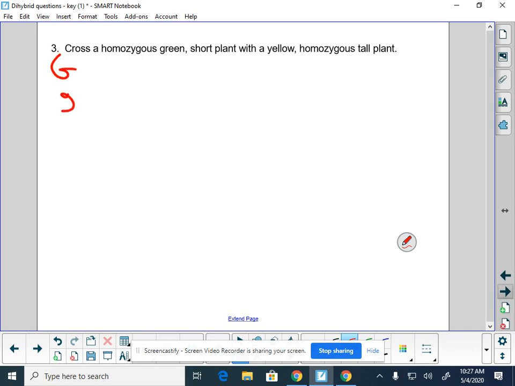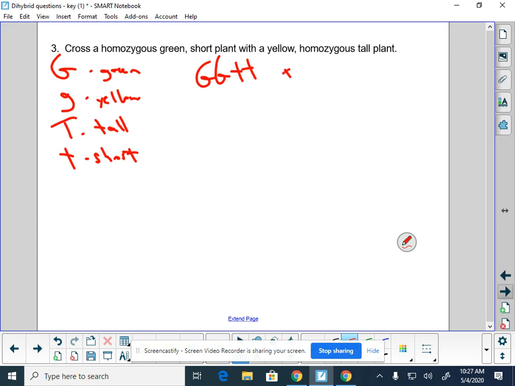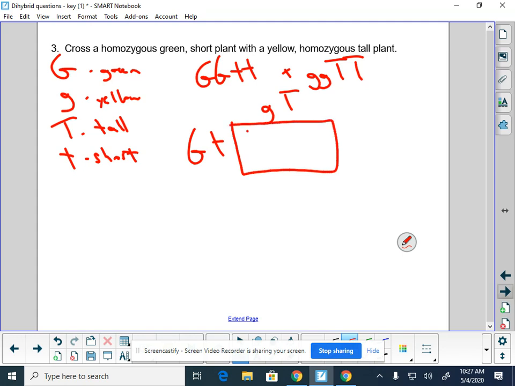Last one using the same legend. We had G, G, T, T. Short. Tall. Yellow. Green. Homozygous green and short crossed with a yellow homozygous tall. First parent, that's the only possible allele. Second parent, that's the only possible allele. So this is going to be an easy one. Big G, little g, big T, little t. So the phenotypic ratio here, 1/1, is going to be green and tall.